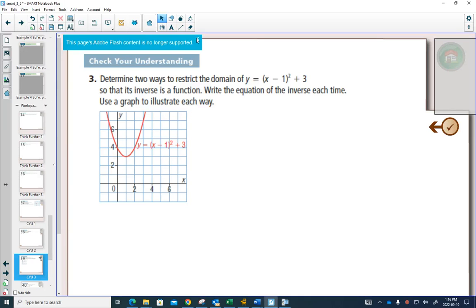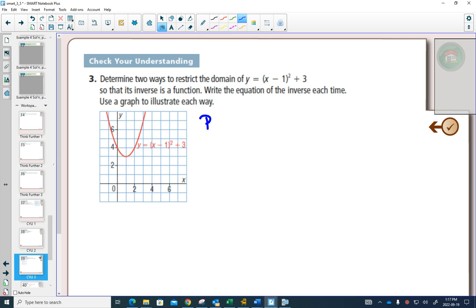This is on page 240. And this is a question that's a little bit more involved. It says, determine two ways to restrict the domain of this so that its inverse is a function.